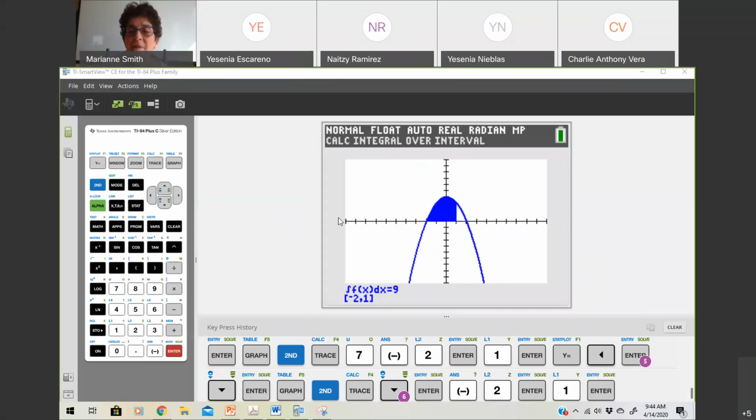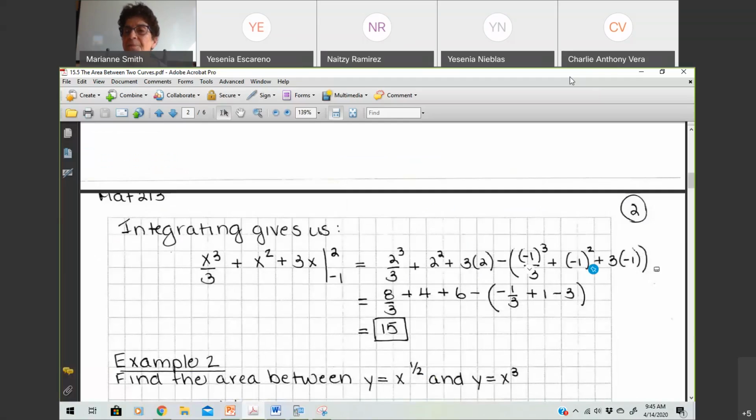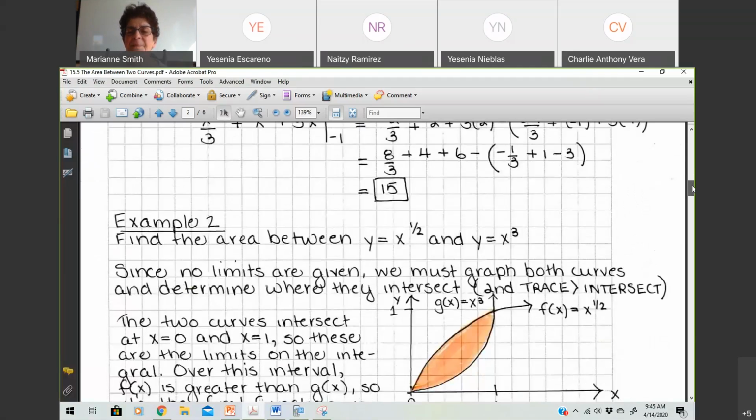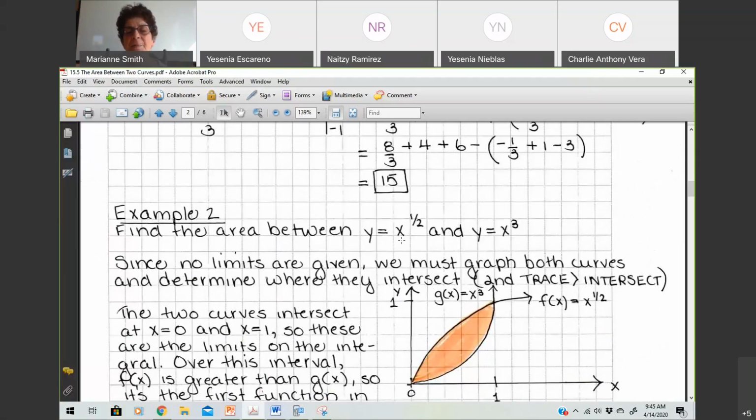Let's go back to the notes and then let's look at some other situations. Okay, so here was our first example. Let's look at this one. Find the area between y equals x to the 1/2, you can think of that as the square root of x, and y equals x cubed. Notice there are no x equals here. They aren't giving you the bounds of the integration. So that must mean that the two curves create a closed area between them. Otherwise the problem wouldn't make sense.